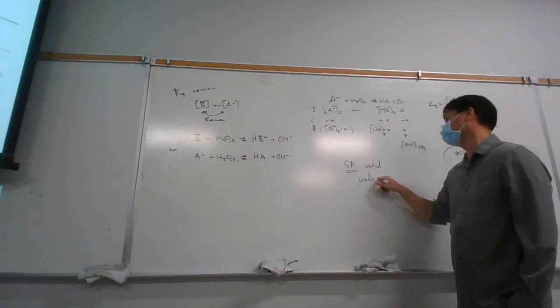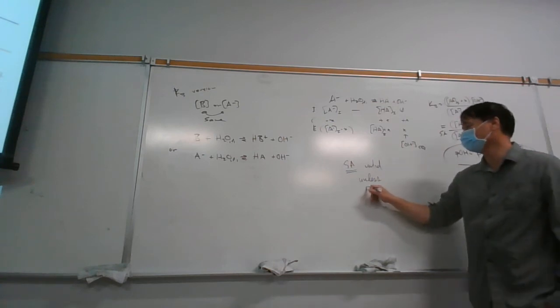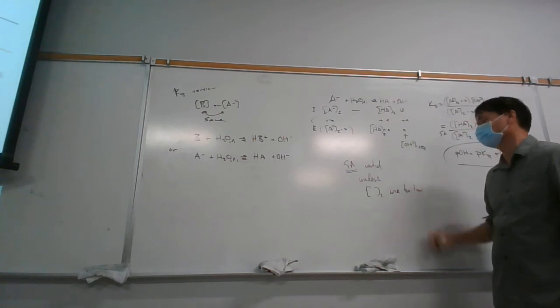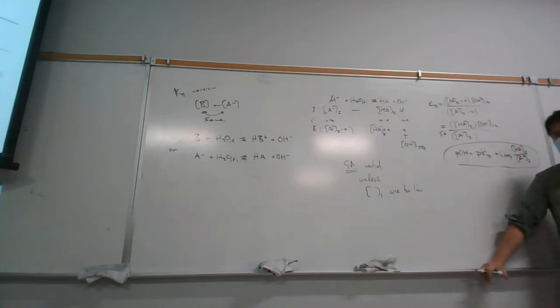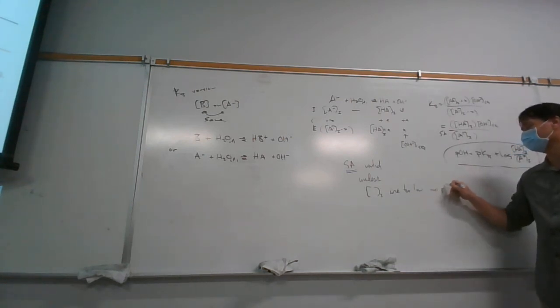So the SA is valid unless your initial concentrations are too low. So what do I mean by too low? Think about this. If I keep diluting this with more and more water, let's say this is Windex or something, eventually what's the pH going to be? 7, because it's going to be like pure water. And so when these concentrations are too low, the pH approaches 7.